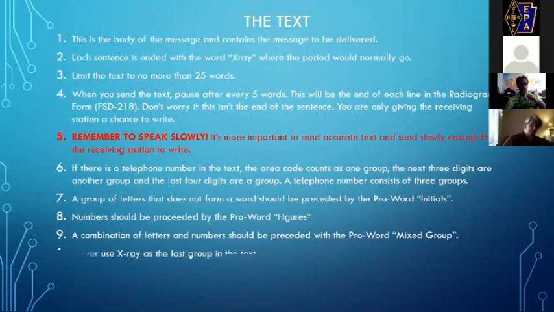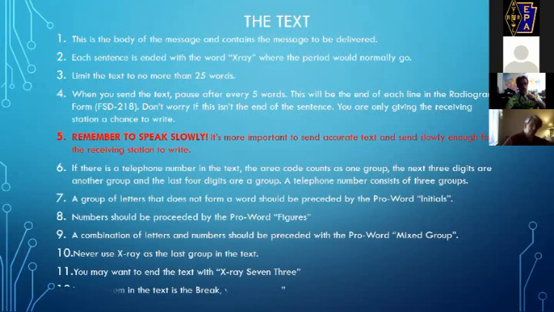Never, ever use X-ray as the last group in the text. The last group in the text is break. X-ray doesn't belong in there. Now, you might want to end the text with X-ray 73, particularly if your message has gone to another ham. Tell them 73. But when you read it back, it's X-ray 73. Avoid the impulse to say 73. The last item in the text block is break, and that's written as BT. Actually, it's BT with a line above it, but BT is good enough.